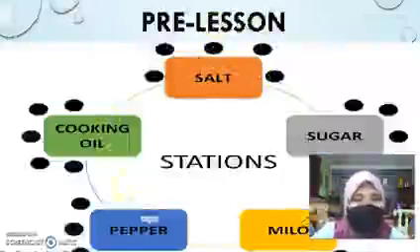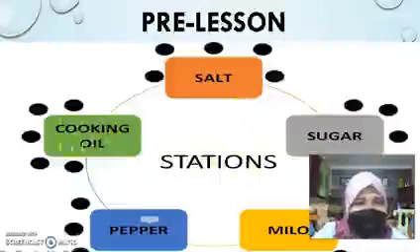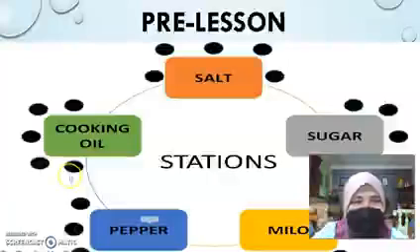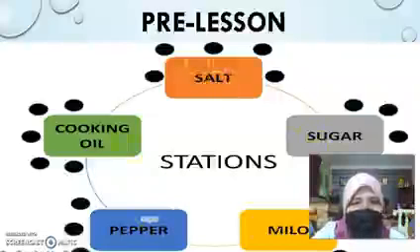So this is the station that I meant. Cooking oil station, salt station, sugar station, Milo station, and pepper station. Right now, the black ones represent the 5 of you at each station. The aim of your activity today is to see whether the materials that I provide you, the salt, the sugar, the Milo, the pepper, and the cooking oil, dissolve or undissolve in the water.